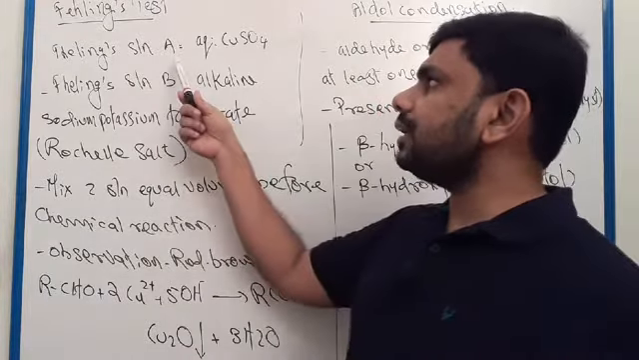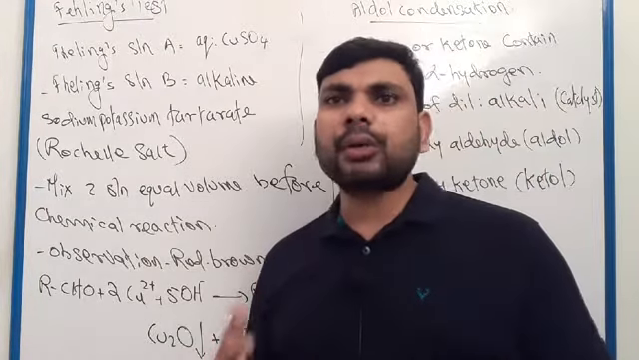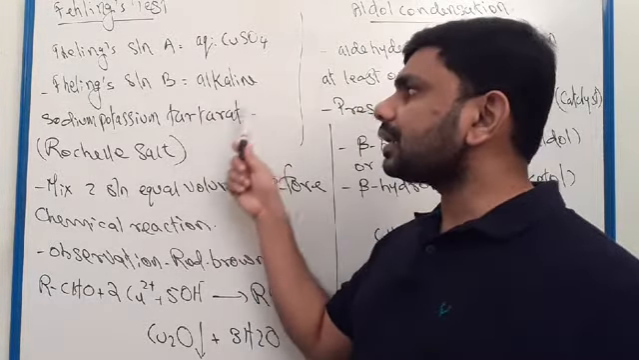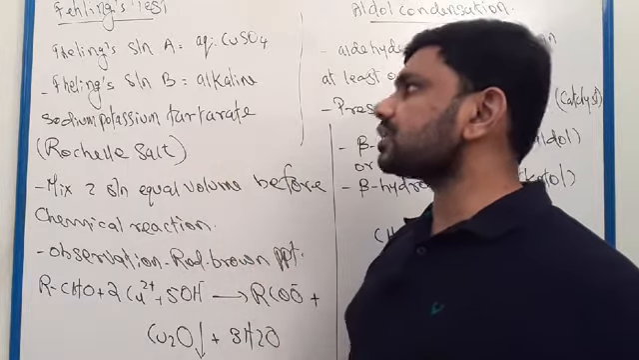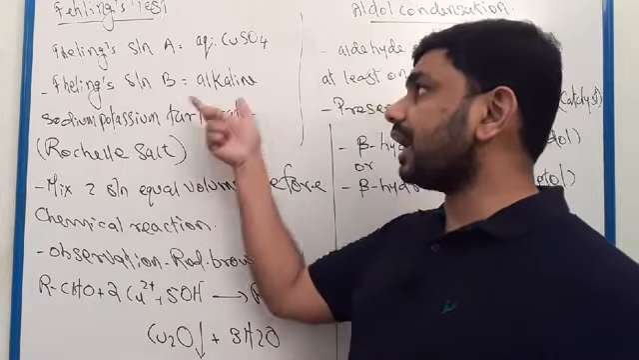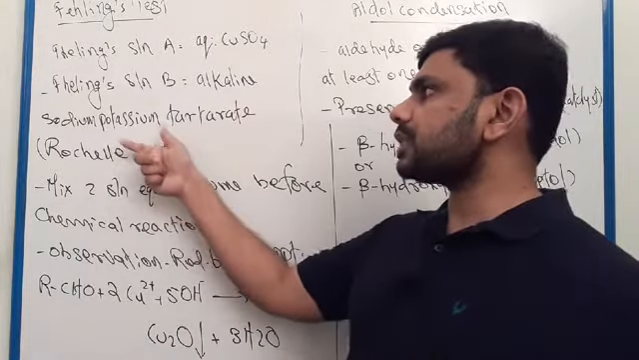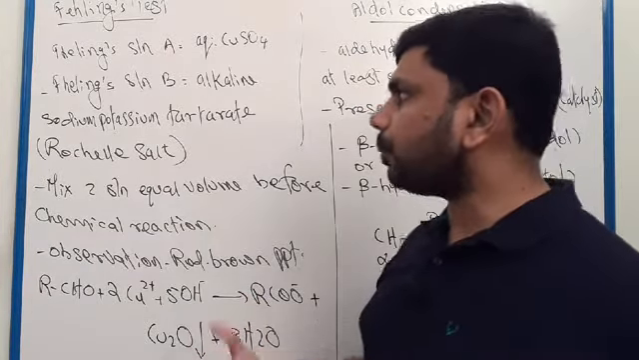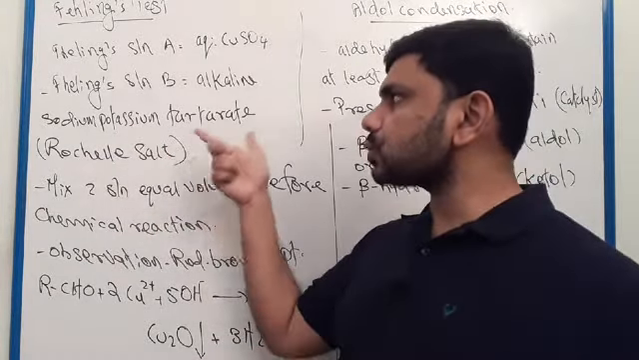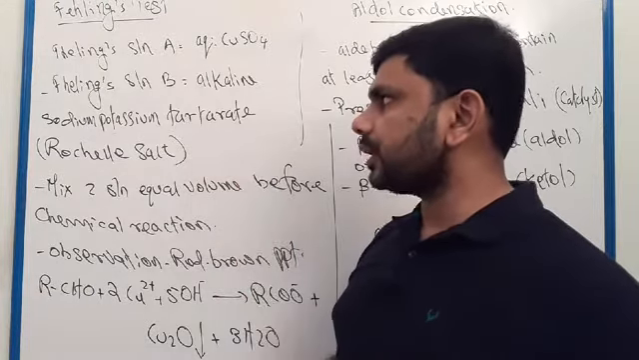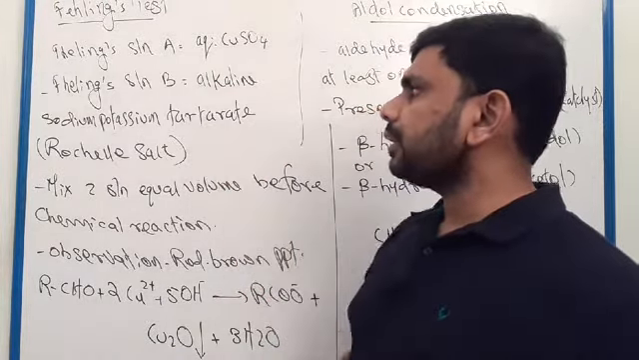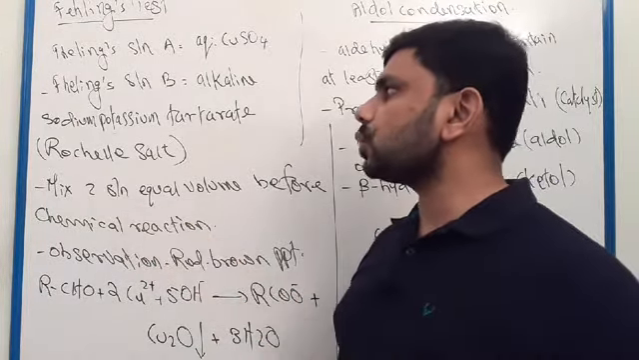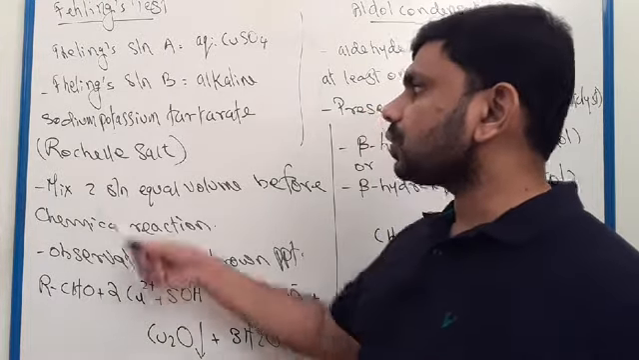Fehling solution A means aqueous copper sulfate. Aqueous copper sulfate solution, that is Fehling solution A. Fehling solution B means alkaline sodium potassium tartrate. It is alkaline in nature. Sodium potassium tartrate is one compound, also called Rochelle salt, sodium potassium tartrate or Rochelle salt.